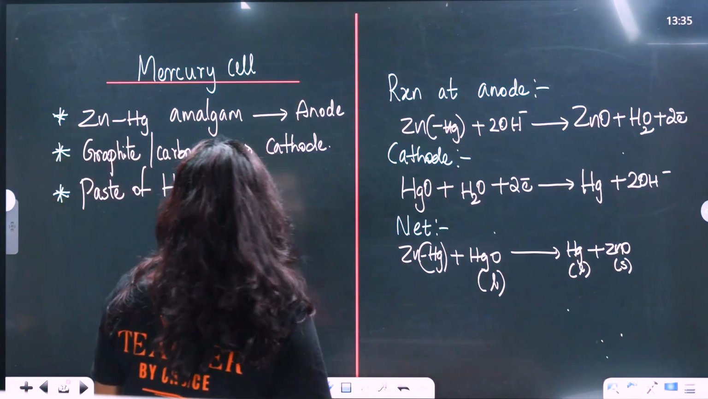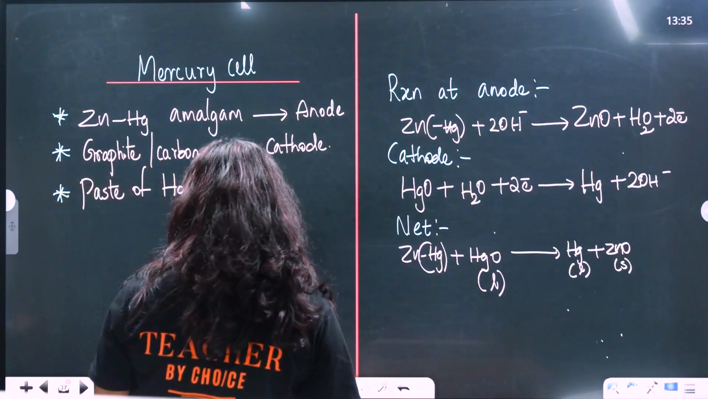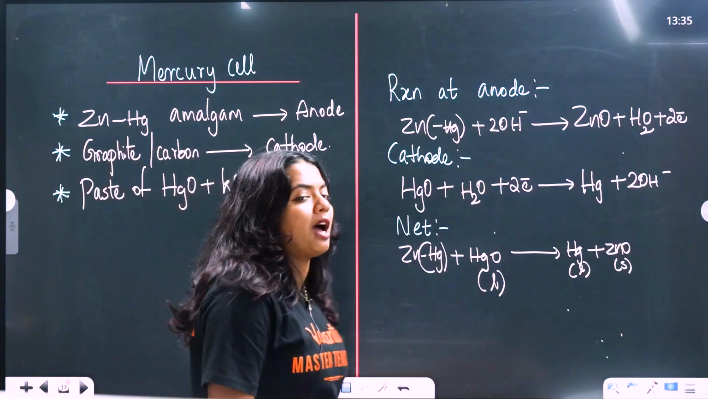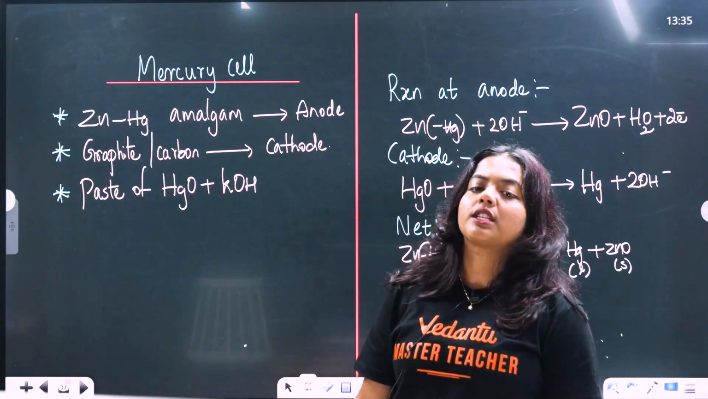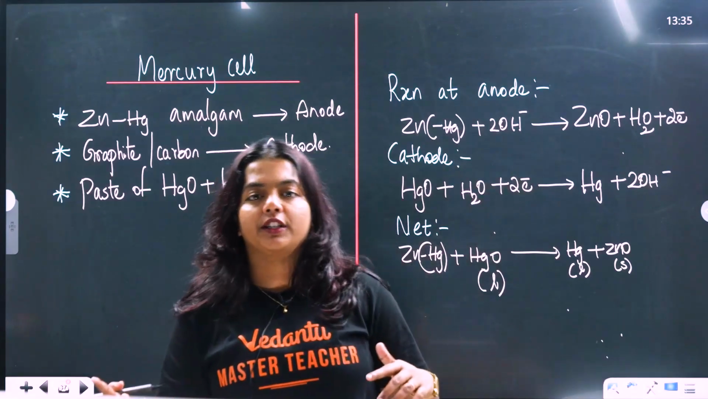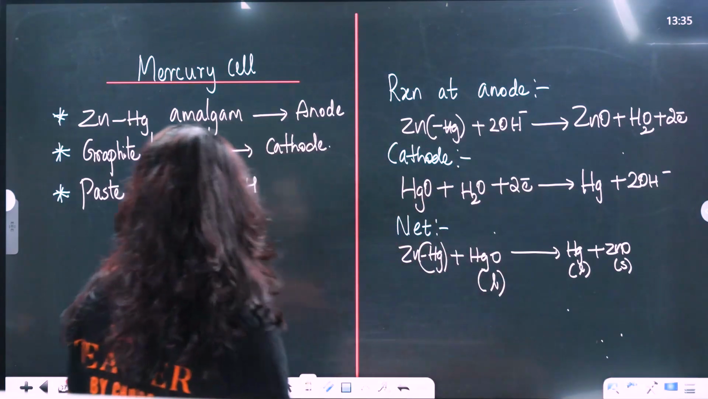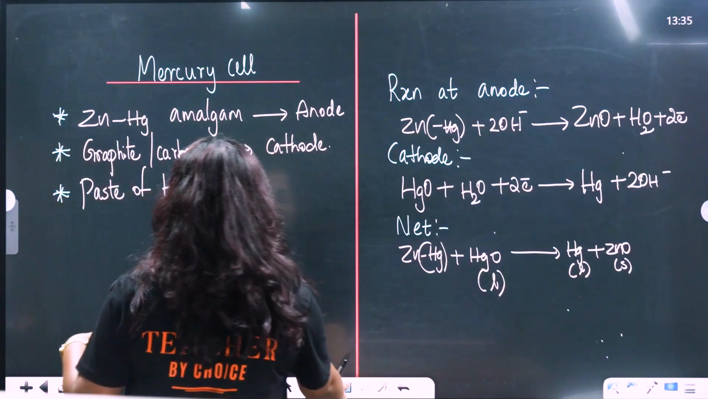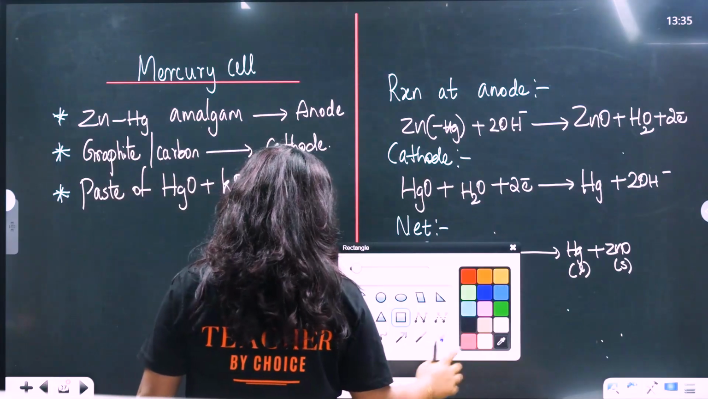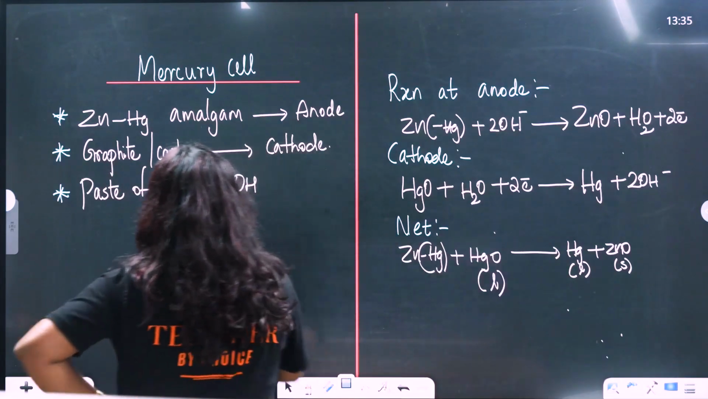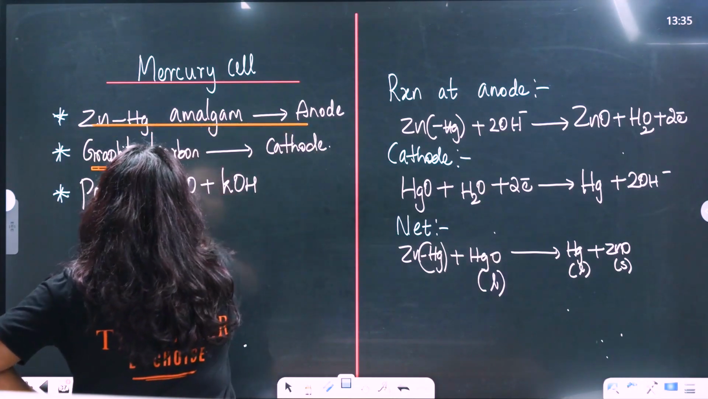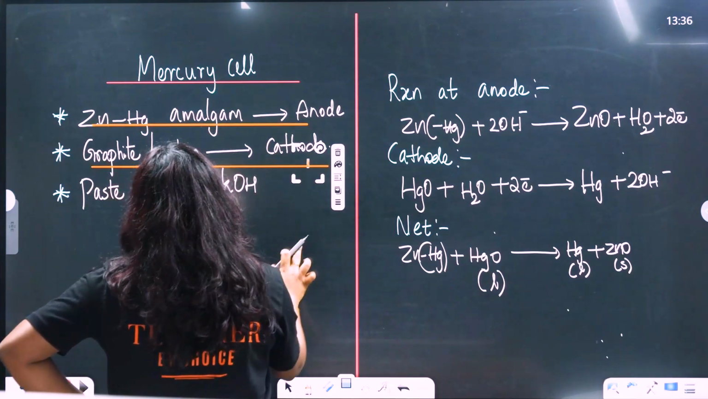Now next cell is the mercury cell. In the mercury cell, what we use is Zn and Hg as a Hg amalgam. That is used in the anode. At the cathode we will be using graphite. Graphite means this particular carbon. So we will be using the Zn Hg amalgam in the anode, and graphite in the cathode.